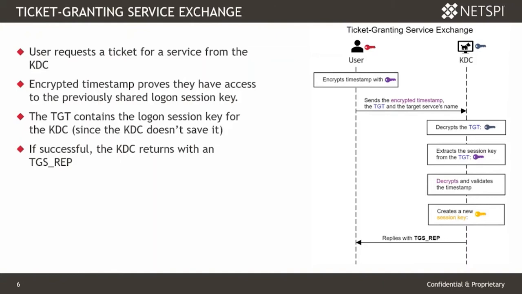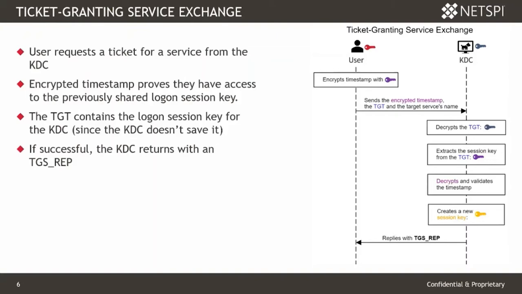First, the KDC decrypts the TGT with its own secret key to make sure that it's authentic. Notice that it's decrypting with the dark blue KDC secret key. Once decrypted, the KDC extracts the purple logon session key from the TGT, and with the session key, the KDC decrypts the timestamp to make sure that it's correct. If that all works, then the KDC has accepted the request. All looks good. Time to start building the reply.